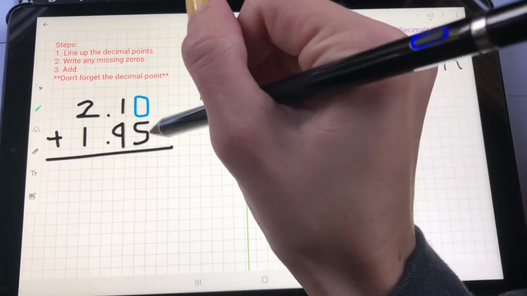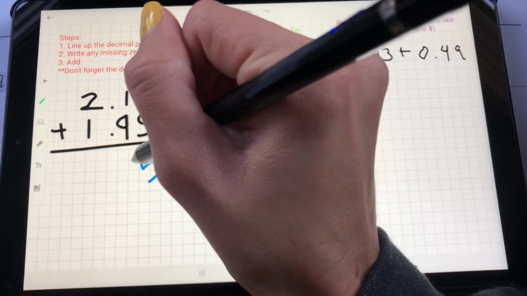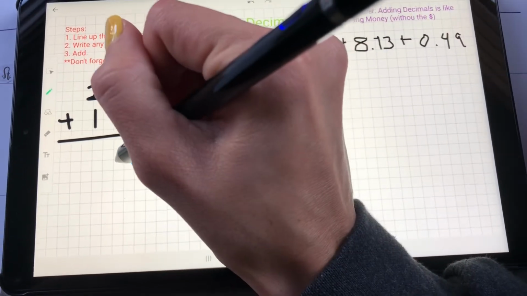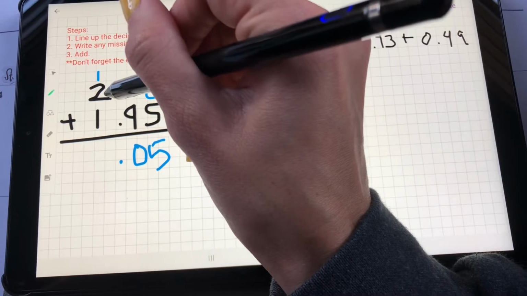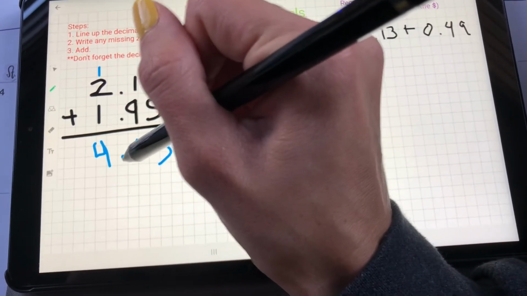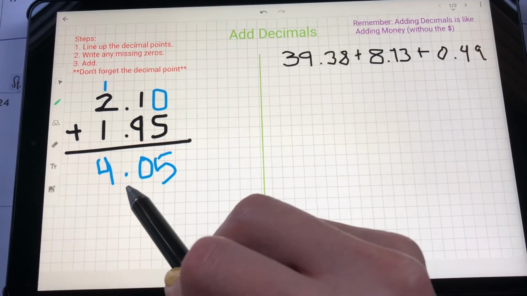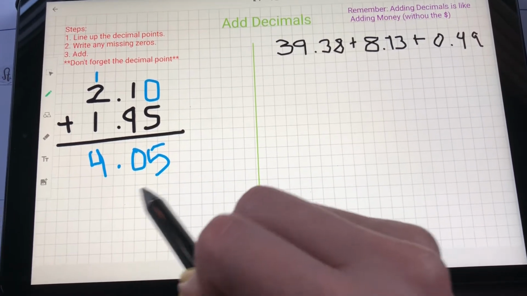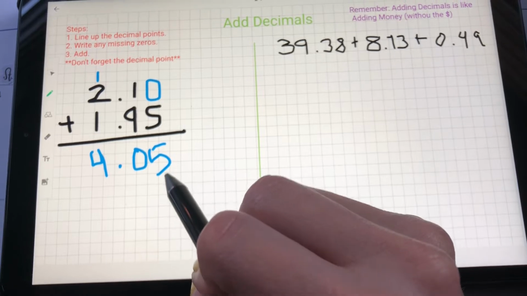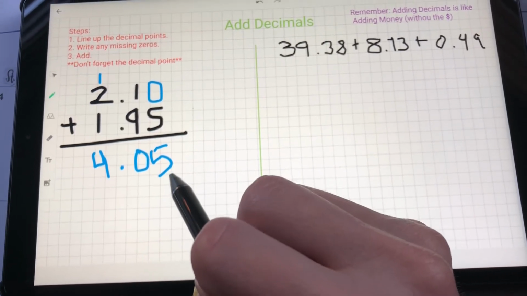Okay, so we're going to do 0 plus 5, 5. 1 plus 9 is 10. Carry the 1. We need the decimal point. 1 plus 2 is 3. 3 plus 1 is 4. So 4 and 5 hundredths. Okay, remember the decimal, we say it as and. And then the decimal part, we say the number and the place that it ends in. So this is 5 hundredths because it ends in the hundredths place.